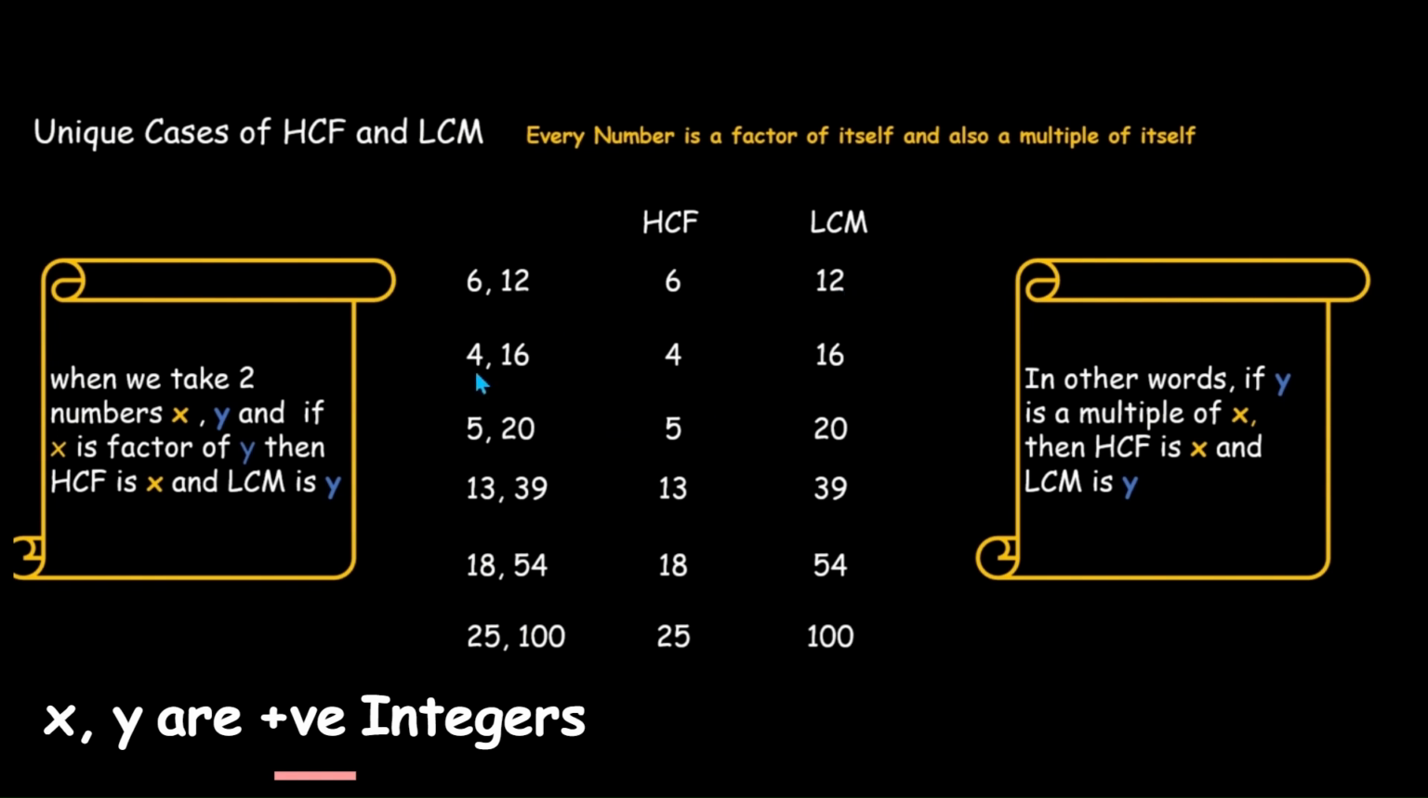Similarly, 4 is a factor of itself as well as a factor of 16. So between the two of them, HCF would be 4. And when it comes to LCM, 16 is a multiple of itself as well as a multiple of 4. So between the two of them, LCM would be 16. Here are a few more examples for you to go through, and please try a few other such combinations where one number is a factor of the other number, or in other words, the second number is a multiple of the first number.